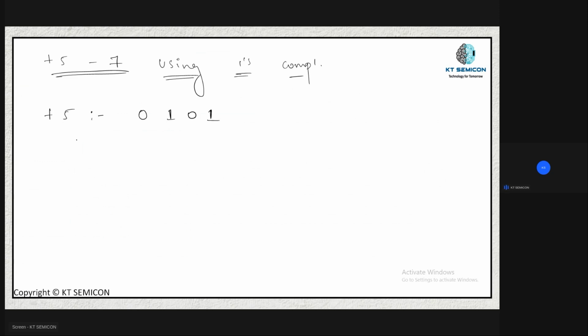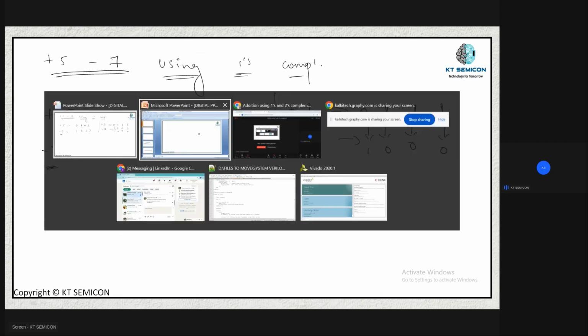Now, coming to the negative number, we are going to apply the ones complement on this original format. That means plus 7 is basically represented as 0111. And minus 7, if I want to represent it, how am I going to represent it? I am going to apply ones complement on this number. That is nothing but 1000. So this is the ones complement format of minus 7. Now I am going to add these two numbers.